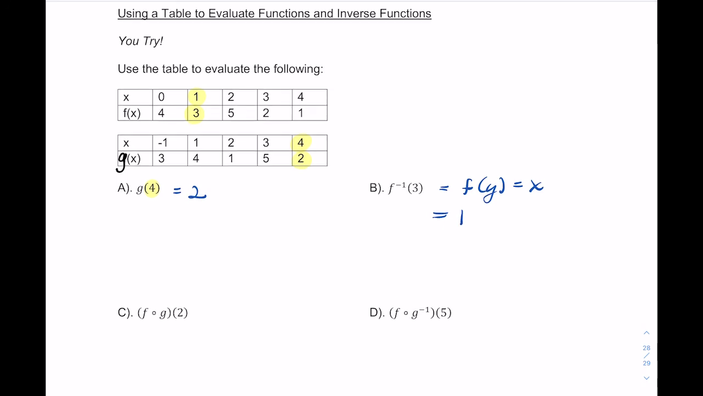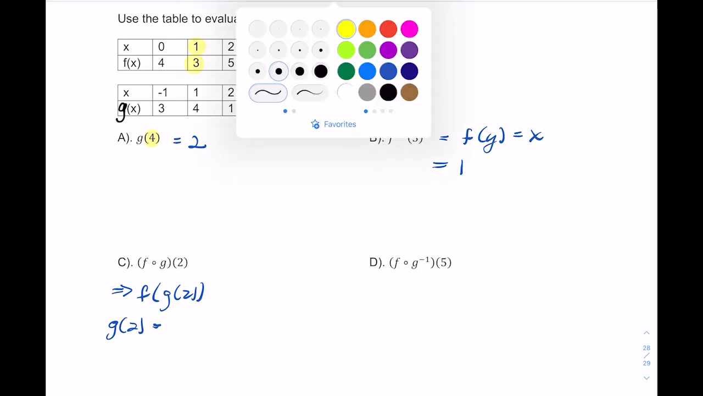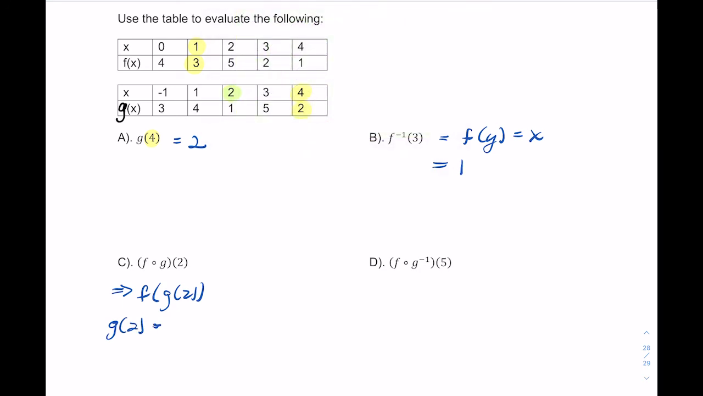For letter C, I'm doing a composition. So remember, this just simplifies to f of g of 2. So I need to first find g of 2. If I look at the g table, g of x, when x is 2, we get 1. So now I'm going to replace that g of 2 with 1, and I'm finding f of 1. If I look at the f of x column where x is 1, you get 3 for your answer.